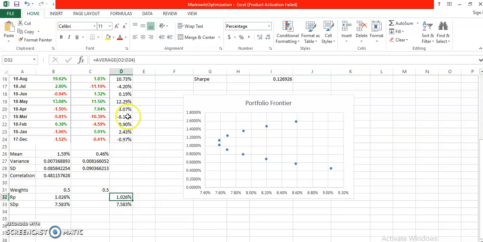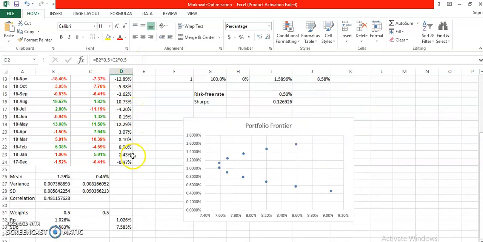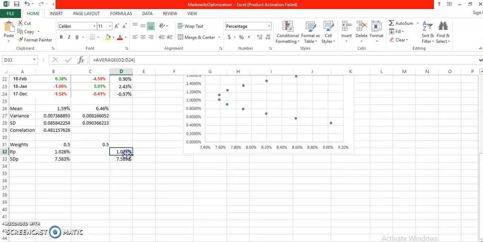So just to cross check, I have taken the individual weights over here of each value with 0.5, plus the Facebook value return with 0.5, then we get this particular bracket. When we drag it down we get all of the answers. So when I take the average of this, it should be equal to the portfolio return. Similarly, when I take the standard deviation of this, it should be equal to the standard deviation of the portfolio.